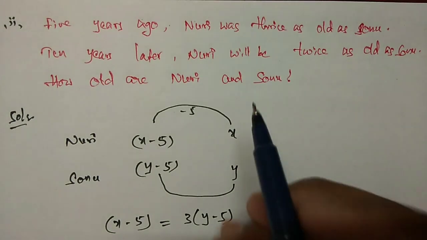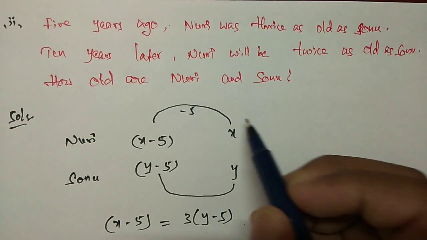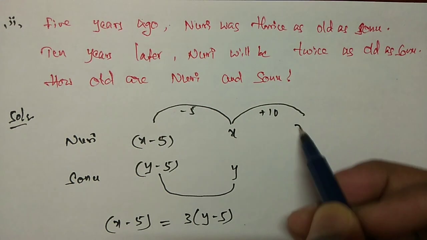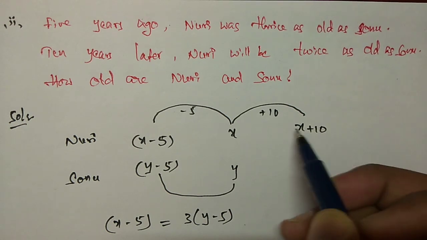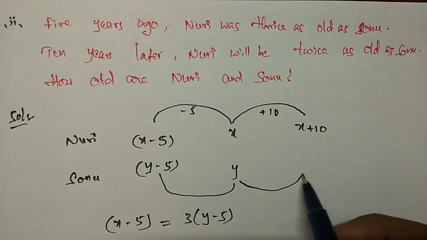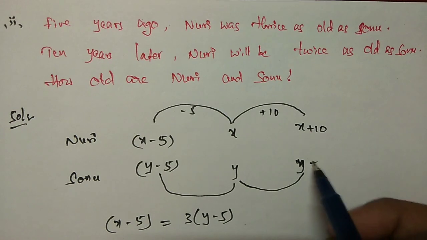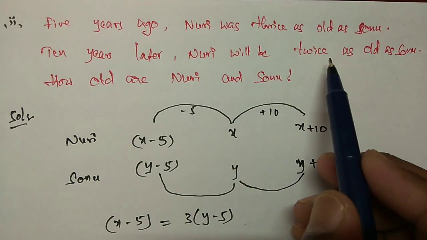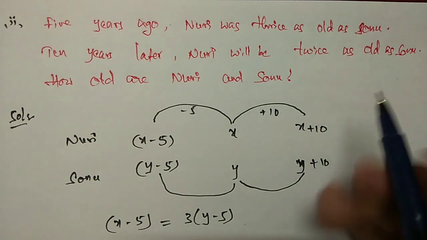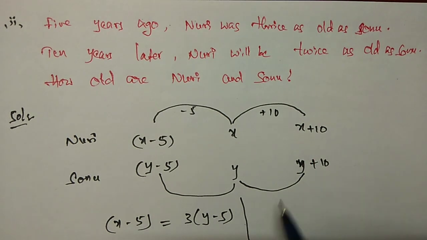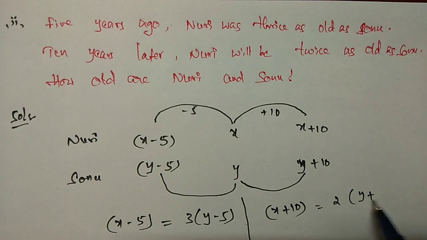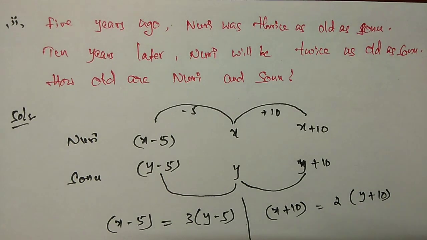Next, 10 years later. So after 10 years, Nuri will be x plus 10 years. Sonu will be y plus 10 years. The condition is Nuri will be twice as old as Sonu. So as per the condition, x plus 10 equal to 2 times of y plus 10.